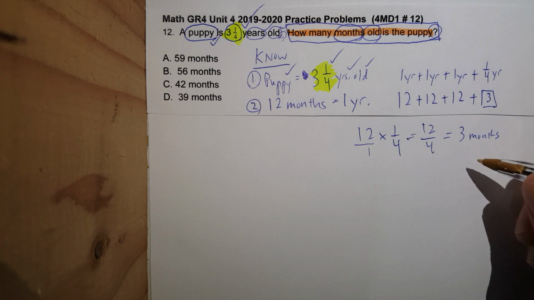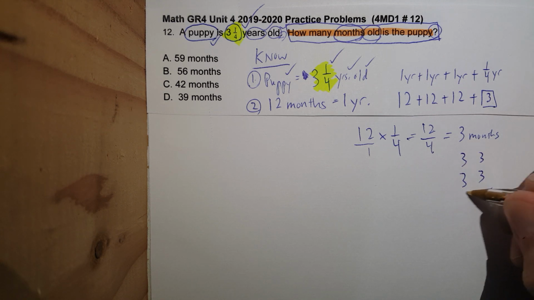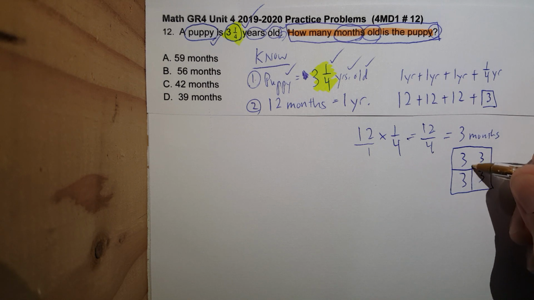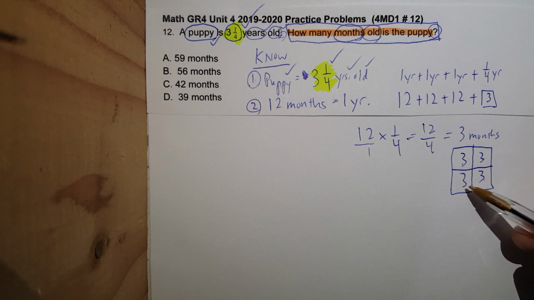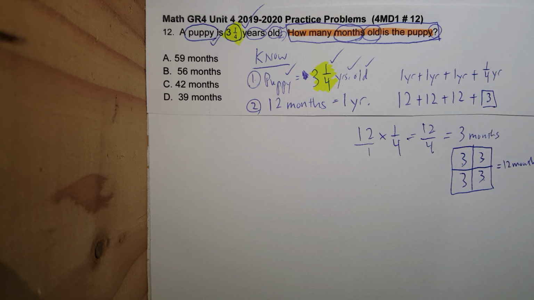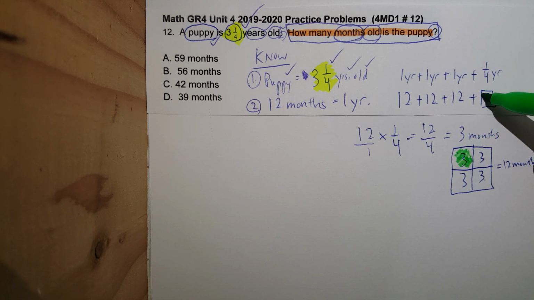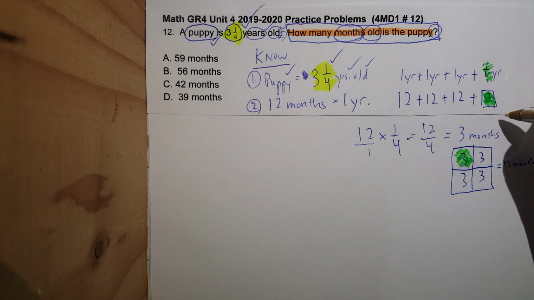How do I know that? Check this out. 3, 3, 3, 3. 3 plus 3 plus 3 plus 3 is 12 months. So see how it says 1/4? This would be 1/4. Let's shade this. Visual: if we're talking about 1/4 of a year, we're talking about January, February, March. 3 months. We are finished.